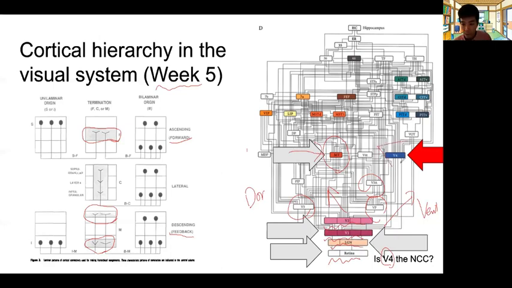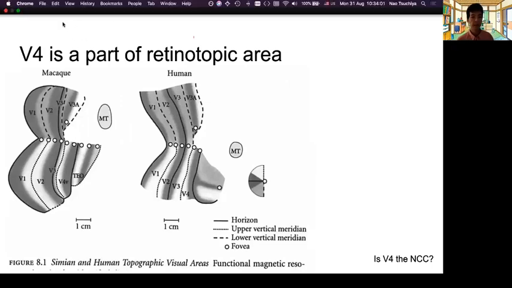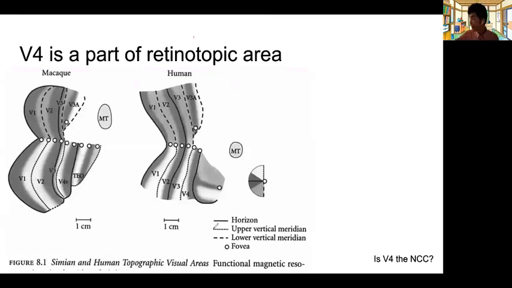And V4 locates in the ventral areas, around the same hierarchy as MT. V4 is still a part of the retinotopic area, meaning that the visual input from the outside is more or less faithfully represented in terms of relations. But remember that all of these are distorted in terms of the cortical magnification and the receptive field size. The fovea of the left visual field is represented in this right hemisphere, for monkey and human compared, and the right hemisphere is unfolded. If you don't understand it, go to the week 5 lecture video again.